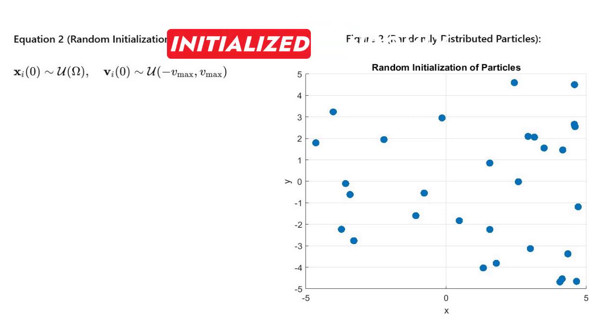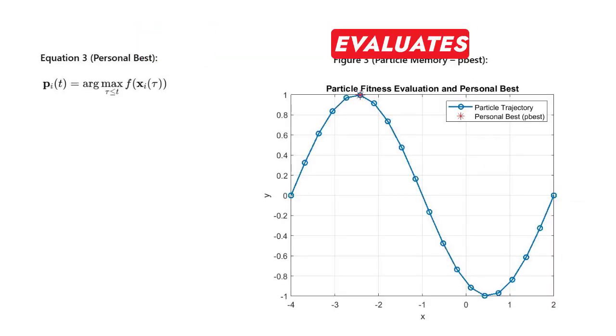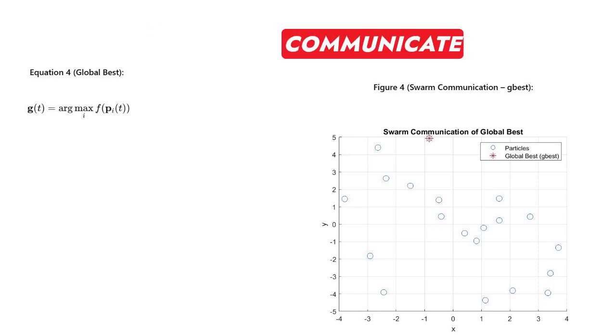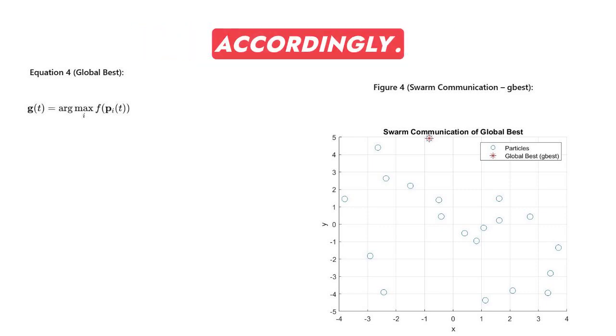Particles are initialized randomly across the landscape, exploring different regions simultaneously. Each particle evaluates its fitness and records its personal best position when it finds improvement. Particles communicate the best found position so far, and the swarm adjusts direction accordingly.